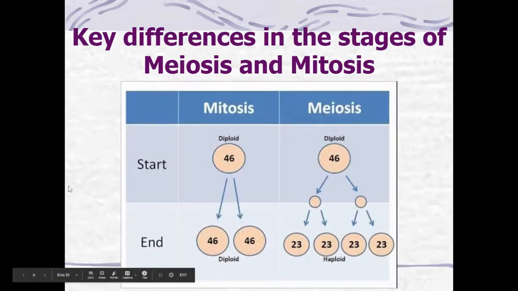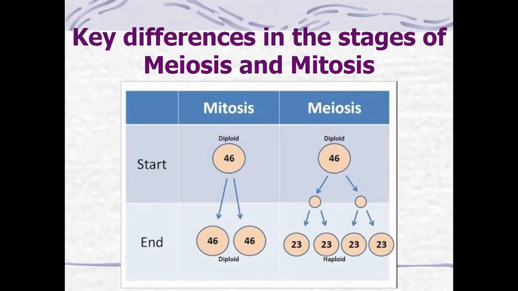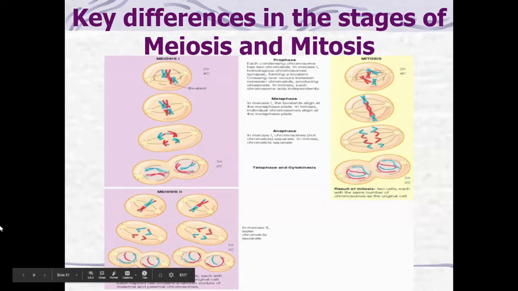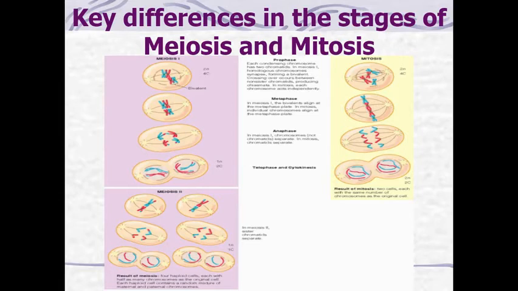This compares chromosome number between mitosis and meiosis, how they'll both start with a diploid parent cell. Mitosis also ends with diploid daughter cells, while meiosis ends with haploid daughter cells. And here shows a difference between the stages of meiosis, which has the two different halves of it, compared to mitosis.